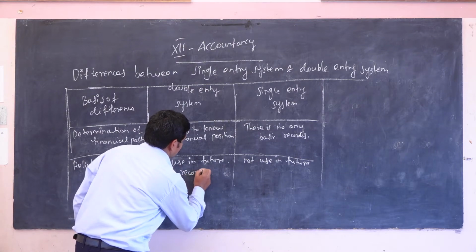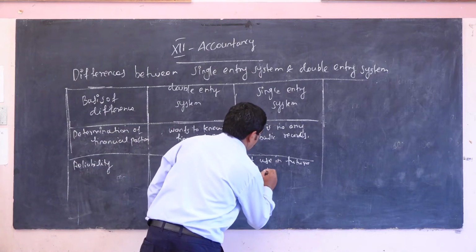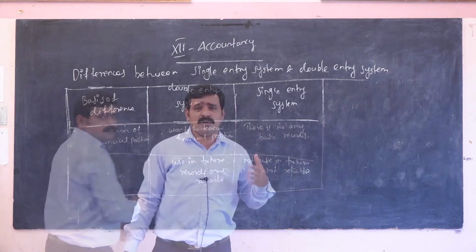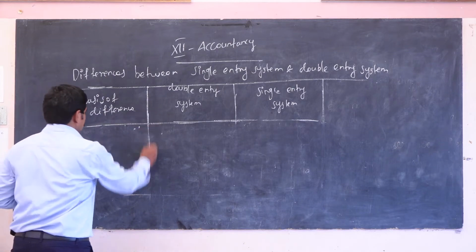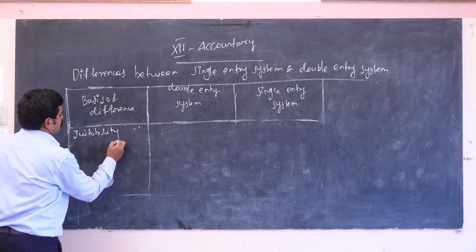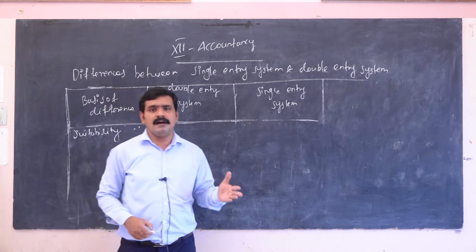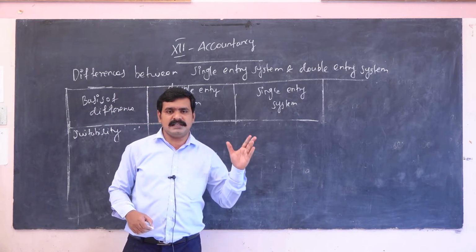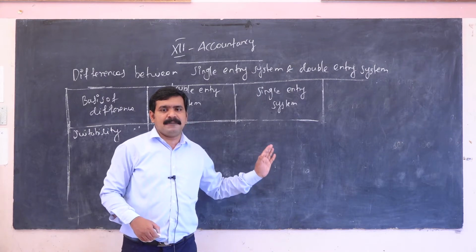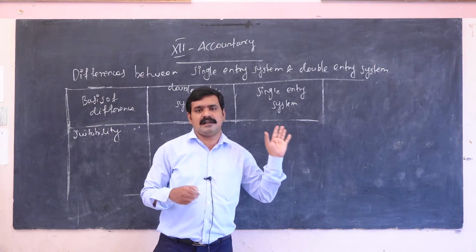Records are reliable. Here not reliable. We are going to see the next basis of difference, that is suitability. Here in the double entry system, all the manufacturing companies, all the large scale companies maintain this system. This system is very suitable to all the manufacturing companies. Here this is suitable only for small traders, small sole trader organizations.